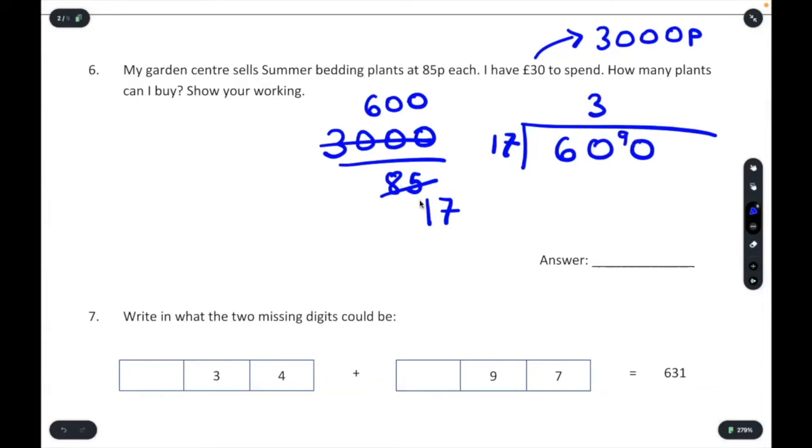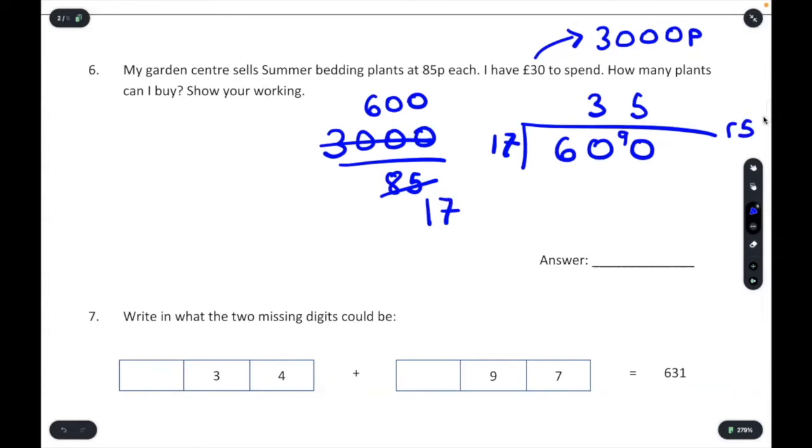We worked out earlier that 85 divided by 5 was 17. So 17 times 5 is 85. We do have a remainder of 5, but as I said, we don't need to worry about that as we've divided the initial numbers by 5. So we can buy 35 plants in total.